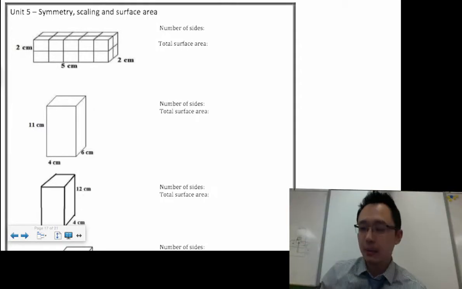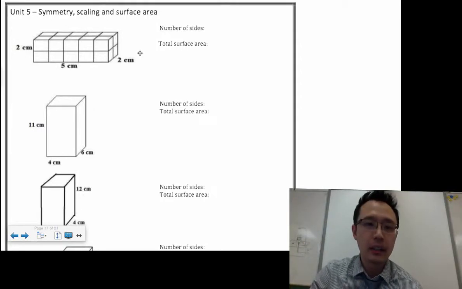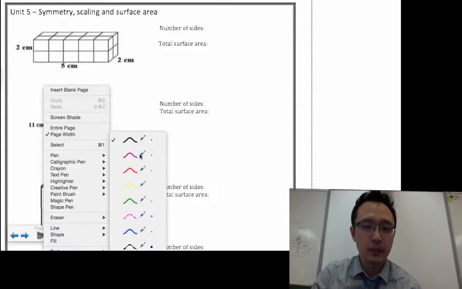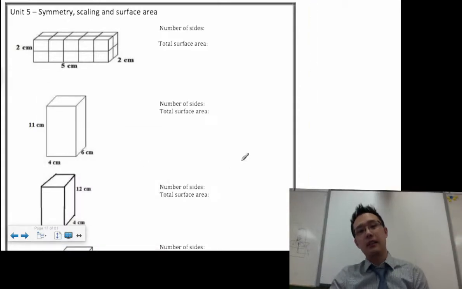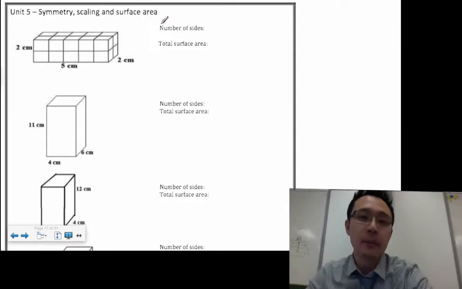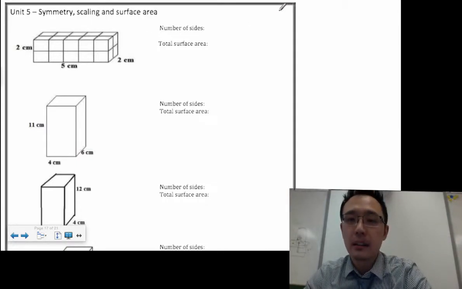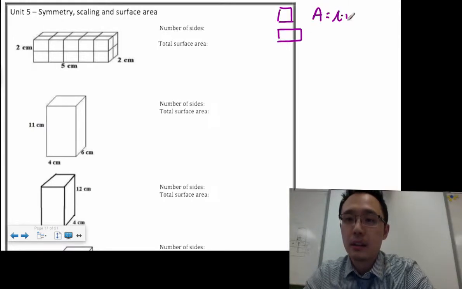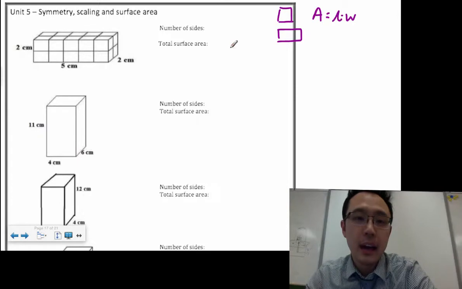So the first example that we have is looking at the surface area of this block, and what you need to know in order to calculate surface area is really the formulas to calculate area by itself. You know that from previous videos or lessons, that for a square or a rectangle, the area is going to be length times width. So whatever the length is times the width, that's the area.